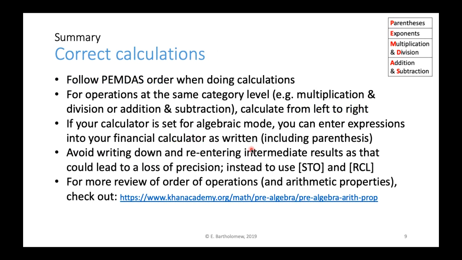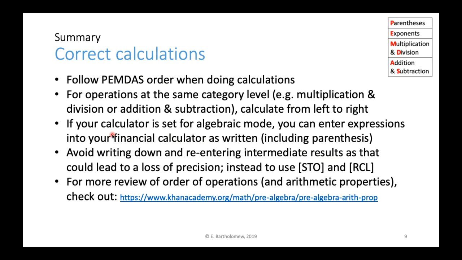So let's summarize. For correct calculations, of course, the most important thing is you need to follow PEMDAS order when doing the calculations. For operations at the same category level, for example, multiplication and division, or addition and subtraction, we calculate from left to right. So even though we write PEMDAS, we need to be careful to understand that multiplication is not above division. These are actually at equal level, and then addition and subtraction are at an equal level. So this is above, followed by this, followed by both of these, followed by both of these. And then within any category, you go from left to right.